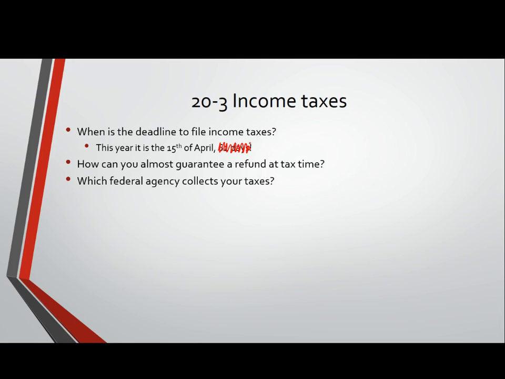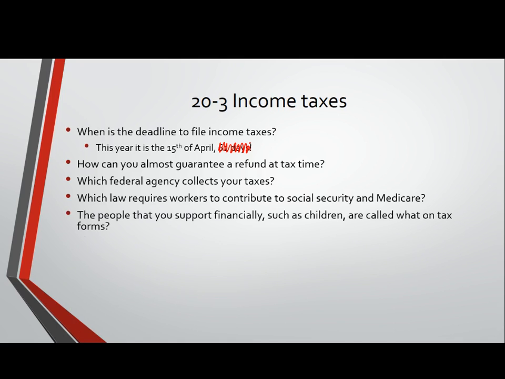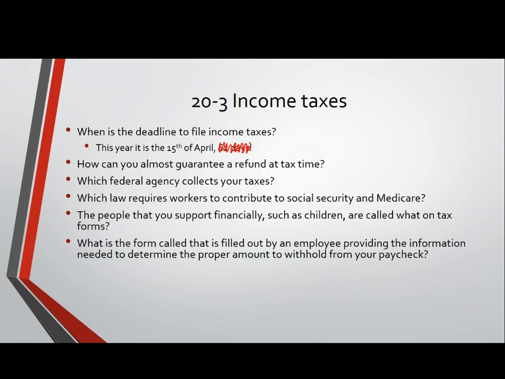Okay, which federal agency collects your taxes? That's the IRS. Which law requires workers to contribute to Social Security and Medicare? That's all that FICA information, but we'll actually look at some of the laws there. The people you support financially, such as children, are called what? They are your dependents. What is the form called that is filled out by an employee providing the information needed? That's the W-4.